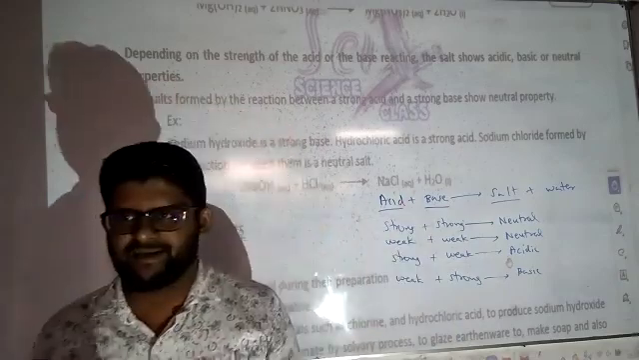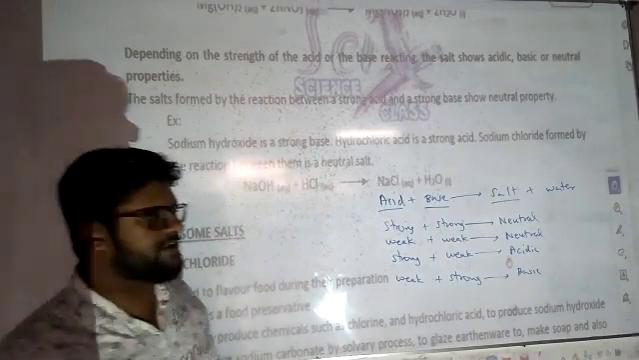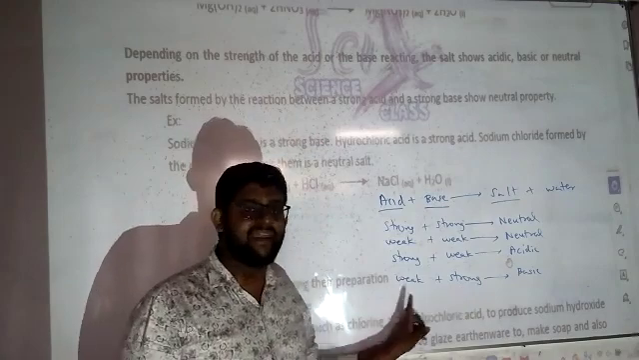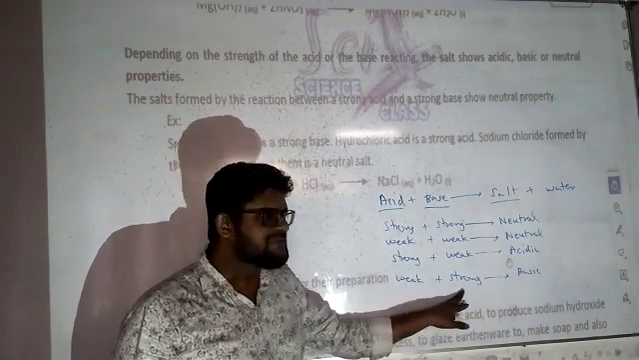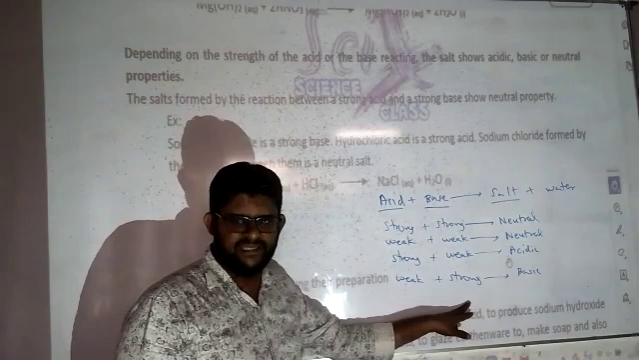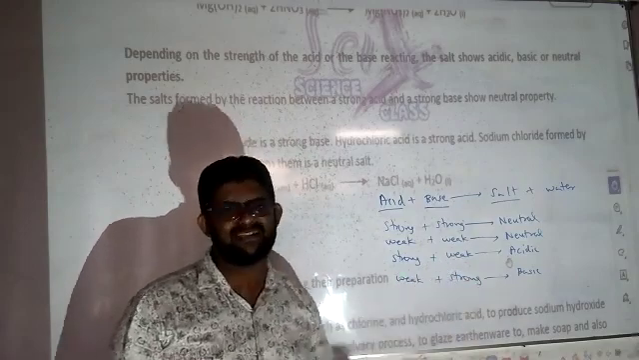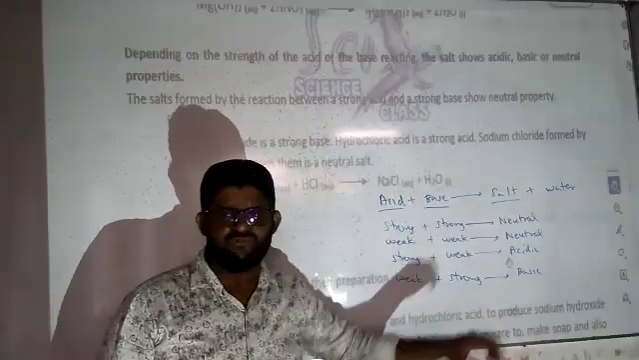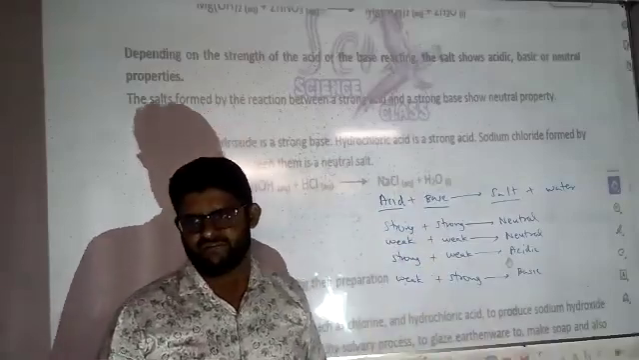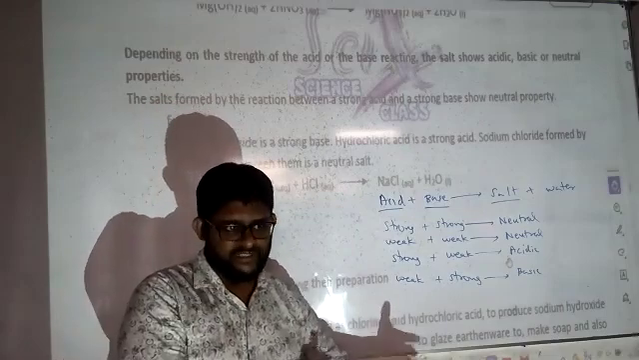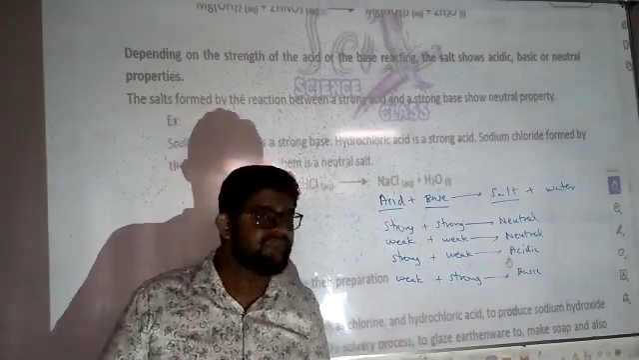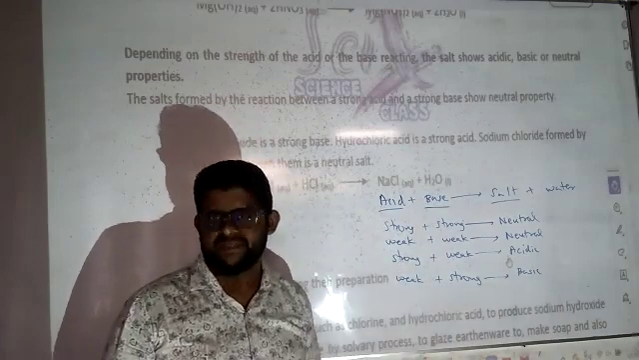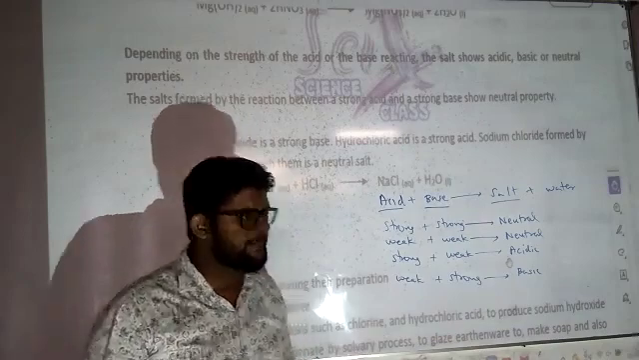Let's say sodium hydroxide, a strong base, and acetic acid, a weak acid. Sodium hydroxide and acetic acid form sodium acetate. The salt formed here will be a basic salt. Why? Sodium hydroxide is strongly basic, and acetic acid is weakly acidic. So the salt produced will not be neutral, it will be a basic salt. That is how we determine it.